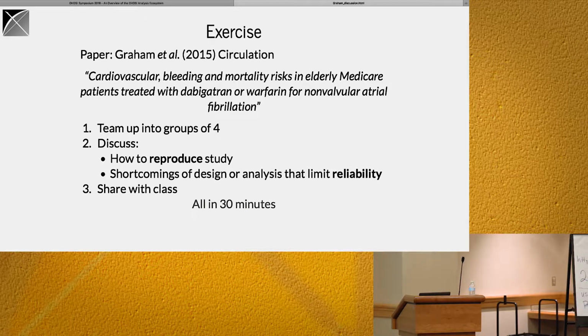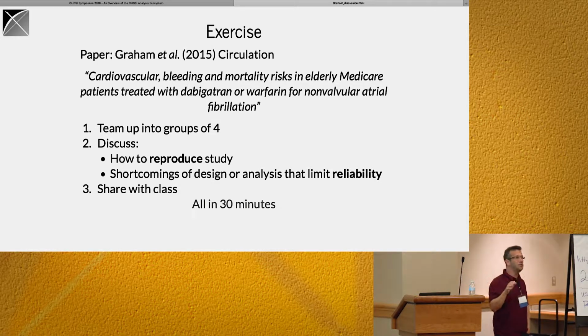The PDF of this should have been sent around to all of you. If you haven't printed it out, because I don't own a printer anymore, you should pull up the PDF of David's study right now. It's focused on cardiovascular bleeding mortality risk in an older population who are exposed to one of 2 different types of oral anticoagulants for the indication of atrial fibrillation.